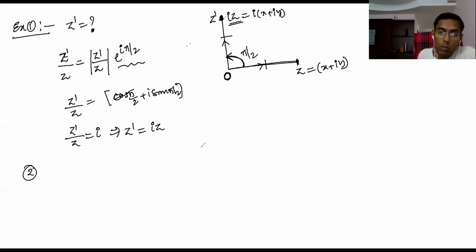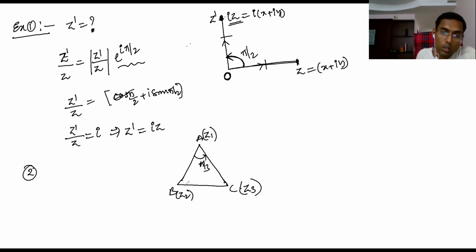So now let's take an equilateral triangle. If you take an equilateral triangle, you may understand better. Let's say this is an equilateral triangle with vertices A, B, C, and let this be Z1, this Z2, and this Z3. This angle is 60 degrees, pi by 3. This is also 60 degrees, and this is also 60 degrees.